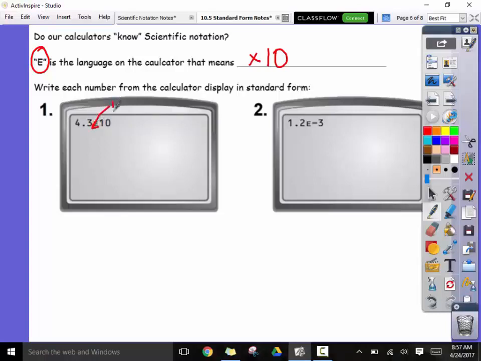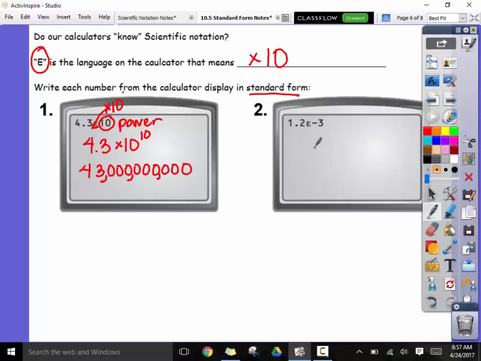So it says write each number from the calculator display in standard form. Now there's the E, that means times 10. And this 10 right here is actually the power. So this one is 4.3, and then the E is times 10 to the 10th power. Now in standard form, I need to then move that decimal over 10 place values. So I have 4, 3. Okay, there's 1 spot, 2, 3, 4, 5, 6, 7, 8, 9, 10. Put my commas in there, every third number from the back.